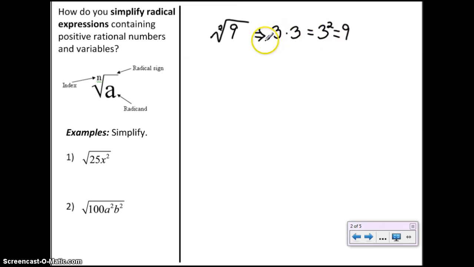So if I took the square root of each of these, the square root of 3 times 3, or the square root of 3 squared, or the square root of 9, what you wind up getting is just the root, which is where does that 9 come from? It comes from 3 being multiplied by itself twice, basically.